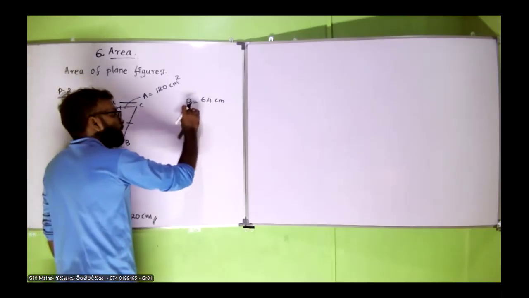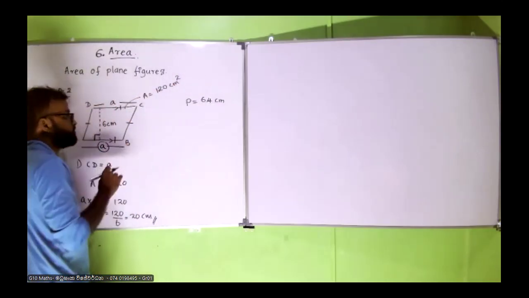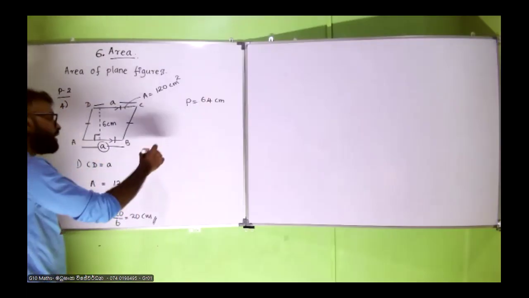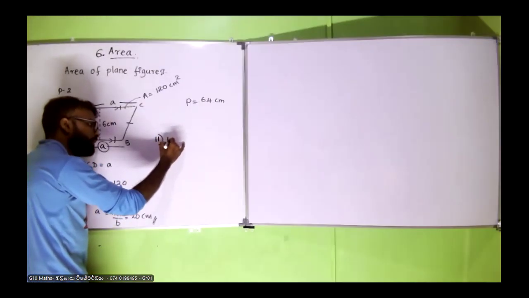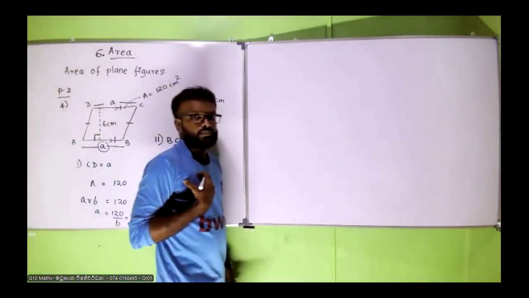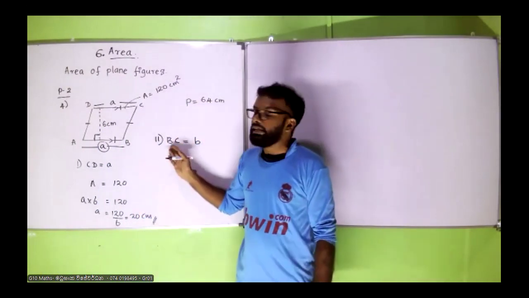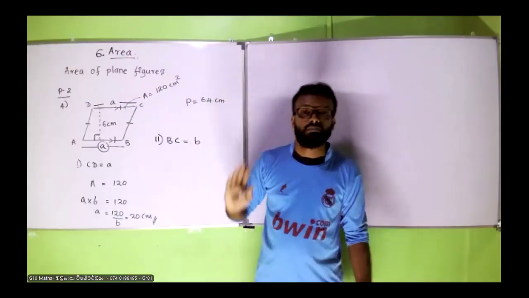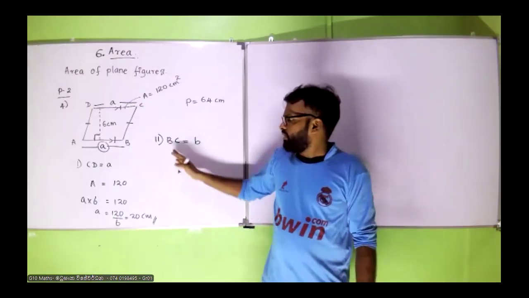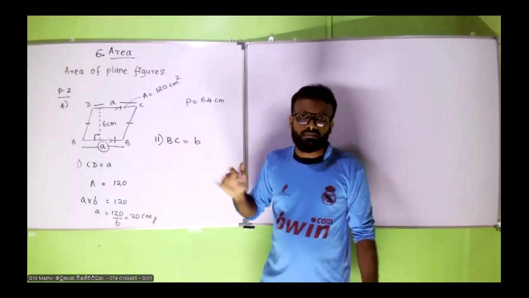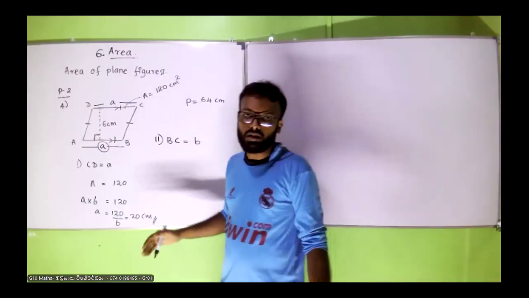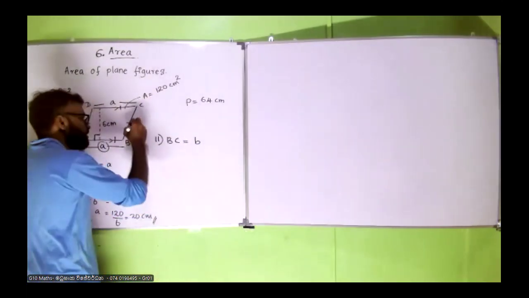And also the perimeter has been given. Then they are asking you to find the length of BC as well. I will take BC equals B for my easiness. I am not going to waste my time writing BC each and every time. So I have simply taken the length of BC equals B. From here onwards, I am continuing with B. So this is my B.